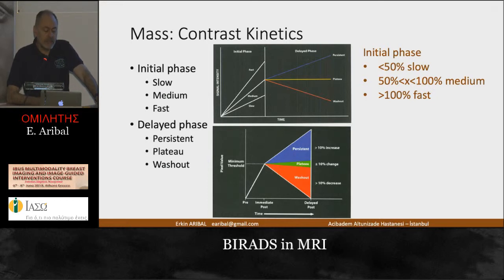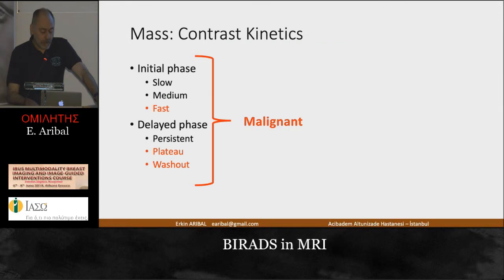So if it is a benign lesion, it's mostly slow and persistent. If it's a malignant lesion, it's mostly fast and washout or has a plateau. The plateau is when the change from the top of the enhancement is around 10%. But if it's more than 10% increase, then it is persistent. And if it is less than 10%, then it is a washout. So if it's fast with plateau and washout, this lesion should be suspicious for malignancy.